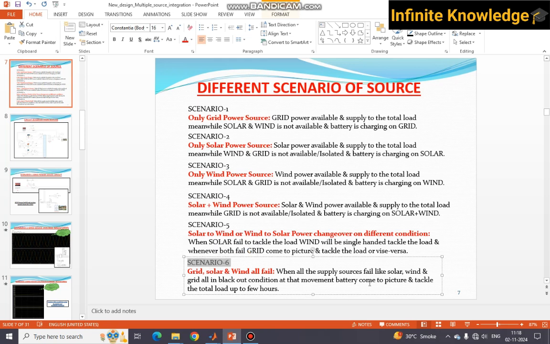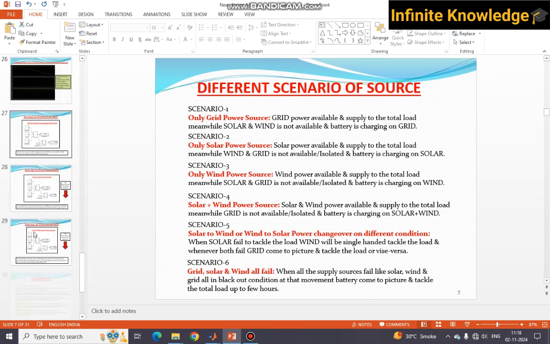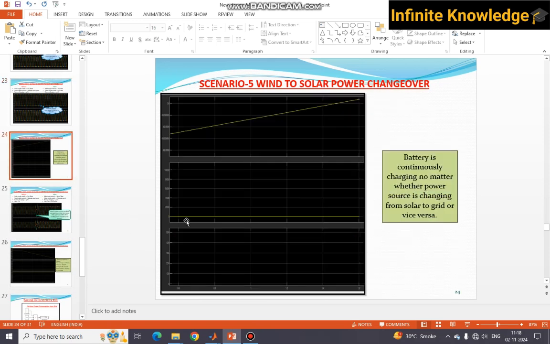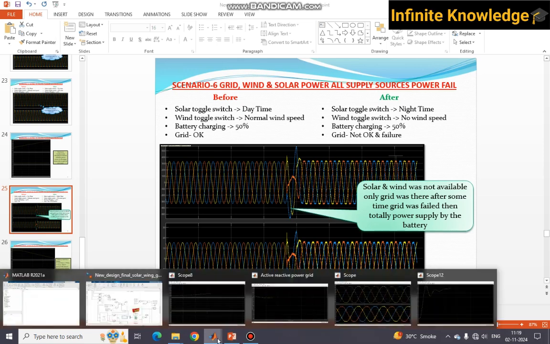The sixth scenario is only there when the battery comes into the picture and the battery feeds the load. Okay, so now we go to the sixth scenario. We'll check how the sixth scenario is working. So what is explained in the sixth scenario? Grid, wind and solar, all power sources fail.